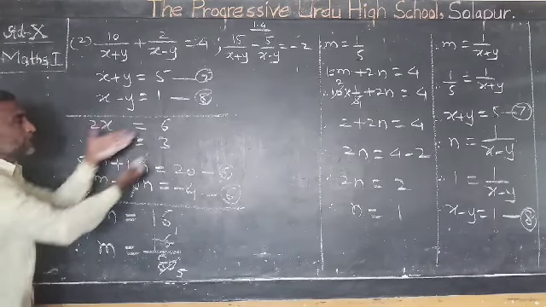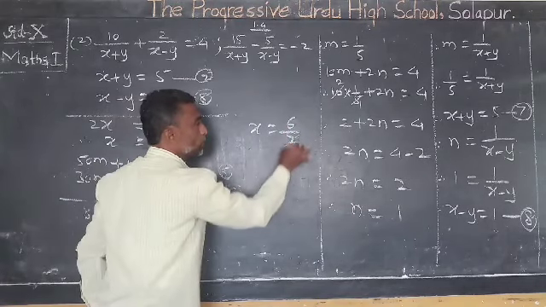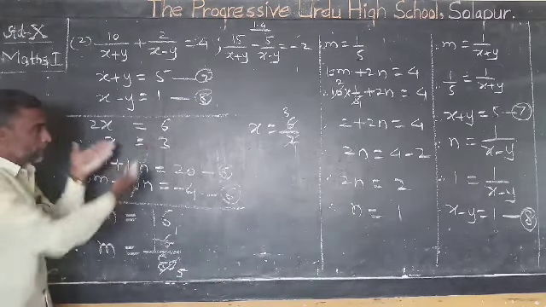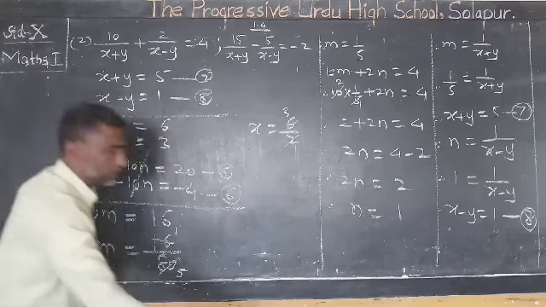How? Take it to right hand side. It will become x equal to 6 by 2. 2 ones are 2, 2 3s are 6. In this way, x is equal to 3. Dividing both sides by 2, we will get the value of the variable x. X equal to 3.